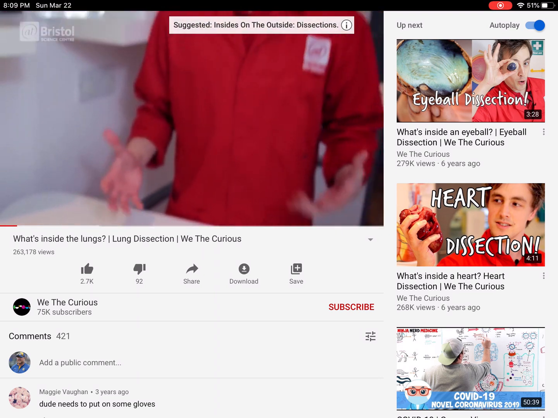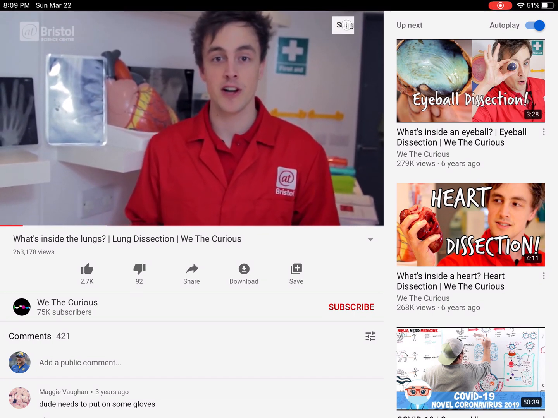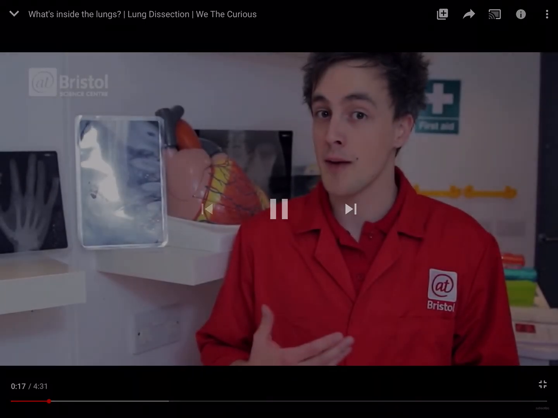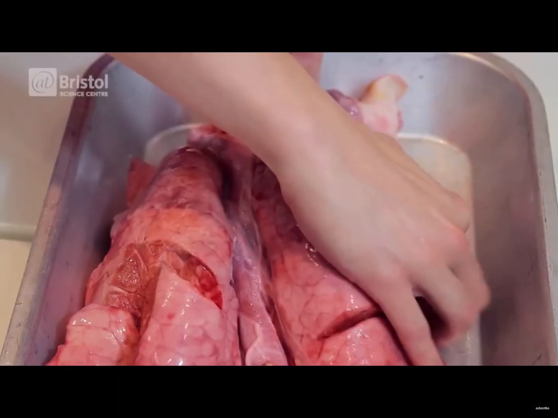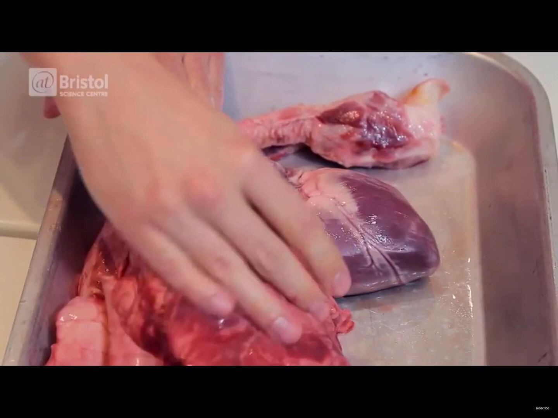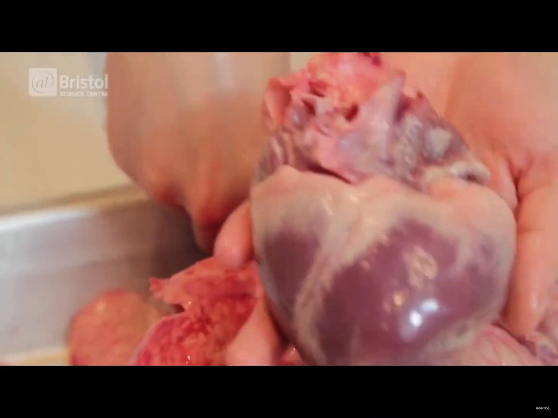So our lungs can be found just behind our ribs inside our chest, and they're responsible for exchanging the gases between the air and our bodies, getting rid of the carbon dioxide we don't need and taking in the oxygen that we do. So that oxygen is carried around by the blood in our bodies, which needs to be pumped by the heart. And we can find that just behind the lungs.